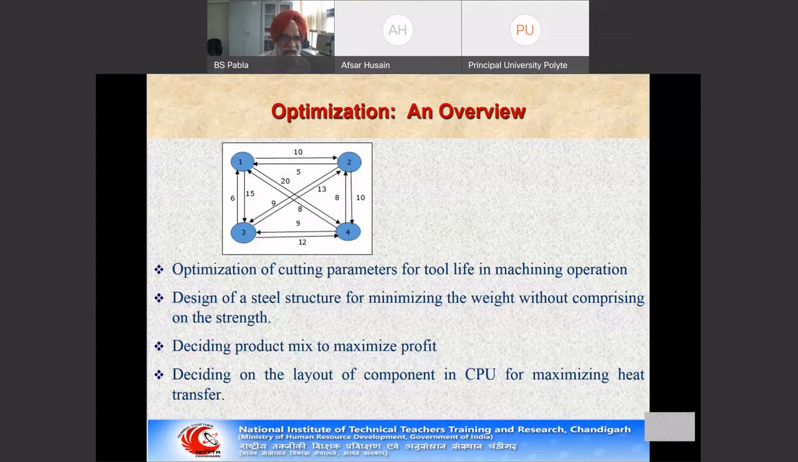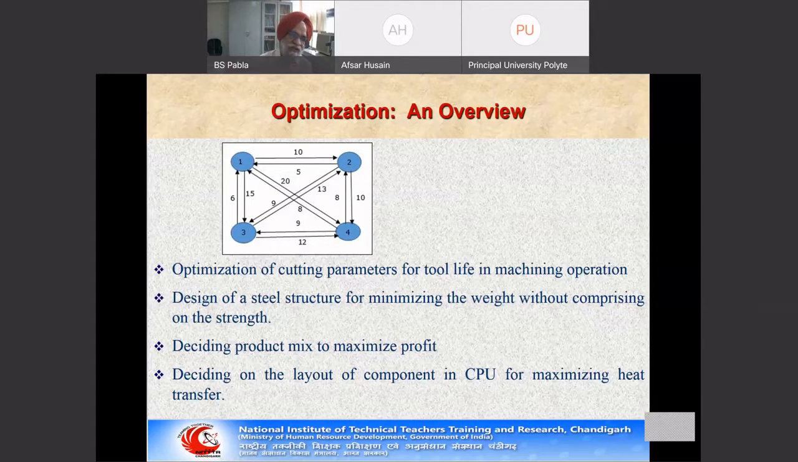Sometimes there can be an additional requirement that I have to go to station number 1 first. I cannot start from station 3, 4 or 2. So these are the limitations, these are the conditions placed on me. If I can find a route which can give me the minimum cost, that is the optimization, that is the optimum route, right?